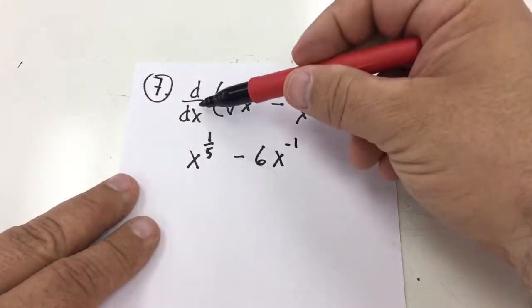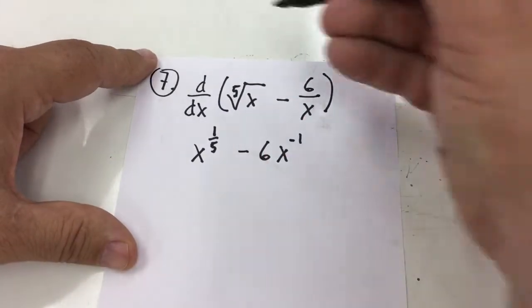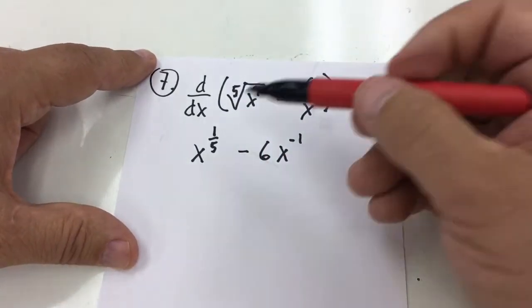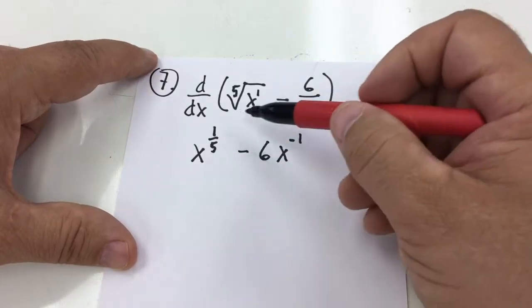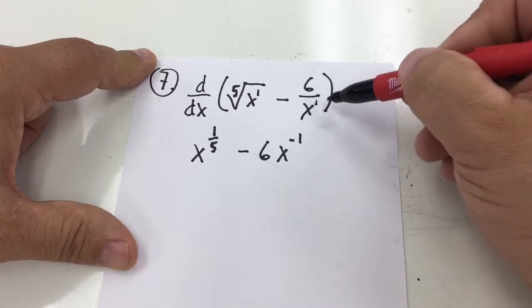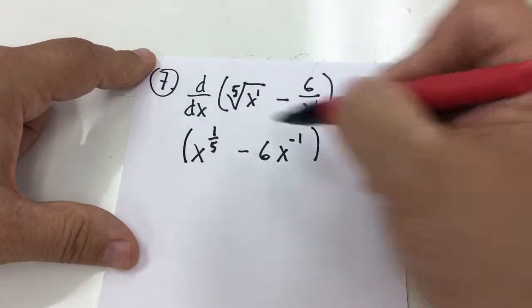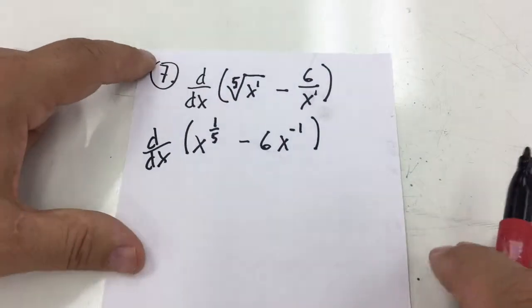So this notation means that I want to find the derivative of these items in the parentheses. What I had to do was rewrite the fifth root of x, which is technically the fifth root of x to the first. I have to write it as what's called a rational or fractional exponent. Once I have the fraction as the exponent, I can do the power rule. I also took this 6 over x to the first, brought that x to the first up, and made it a negative 1. It doesn't change this sign until I actually take the derivative. So I'm going to take the derivative of both of these terms.